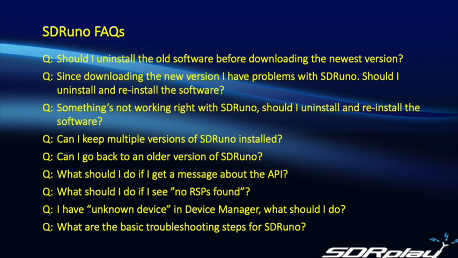Can I keep multiple versions of SDRuno installed? What if I want to go back to the previous version? And what if I get an error message about the API, or an error message saying no RSPs found? Also, I looked in Device Manager and there was an unknown device. What should I do? And in general, what are the basic troubleshooting steps for SDRuno?